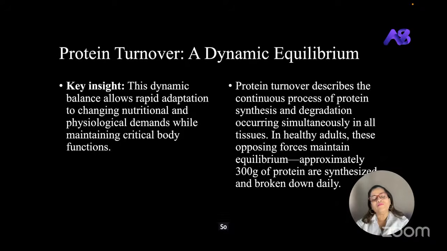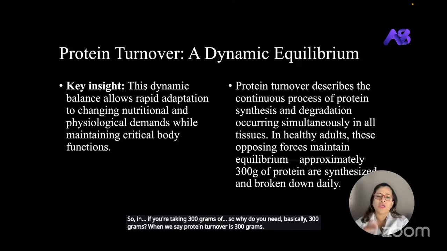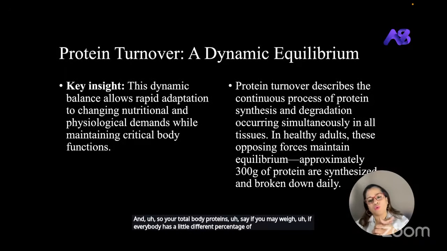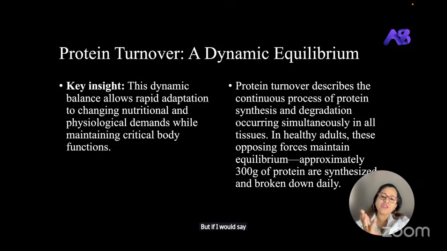So why do you basically need 300 grams? When we say protein turnover is 300 grams, and you're not eating 300 grams, consider your total body proteins. Everybody has a slightly different percentage depending on how much muscle you have, but if you have 10 to 12 kgs of muscle, about 2 to 3% is turned over every day. So 2 to 3% would be about 250 to 300 grams.